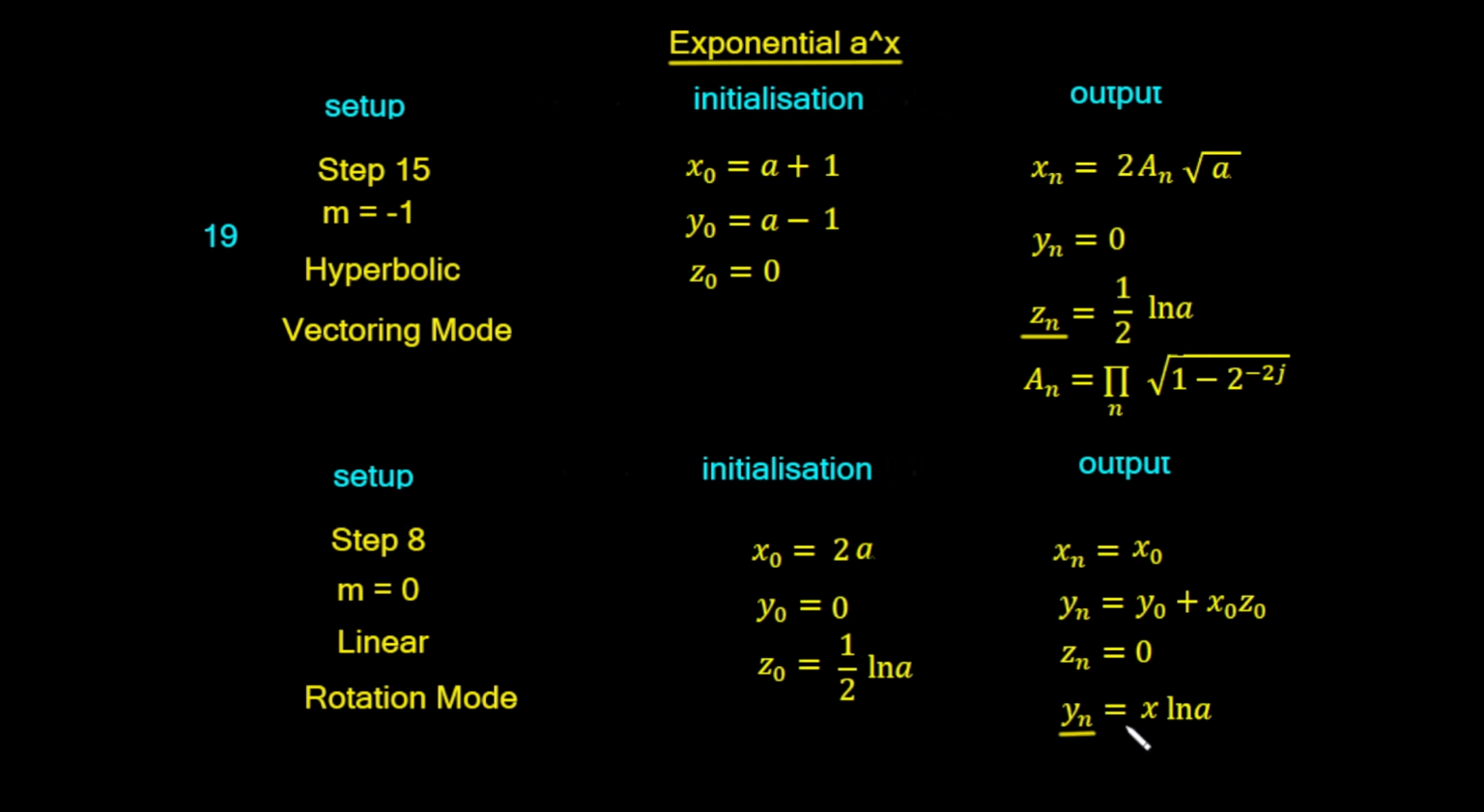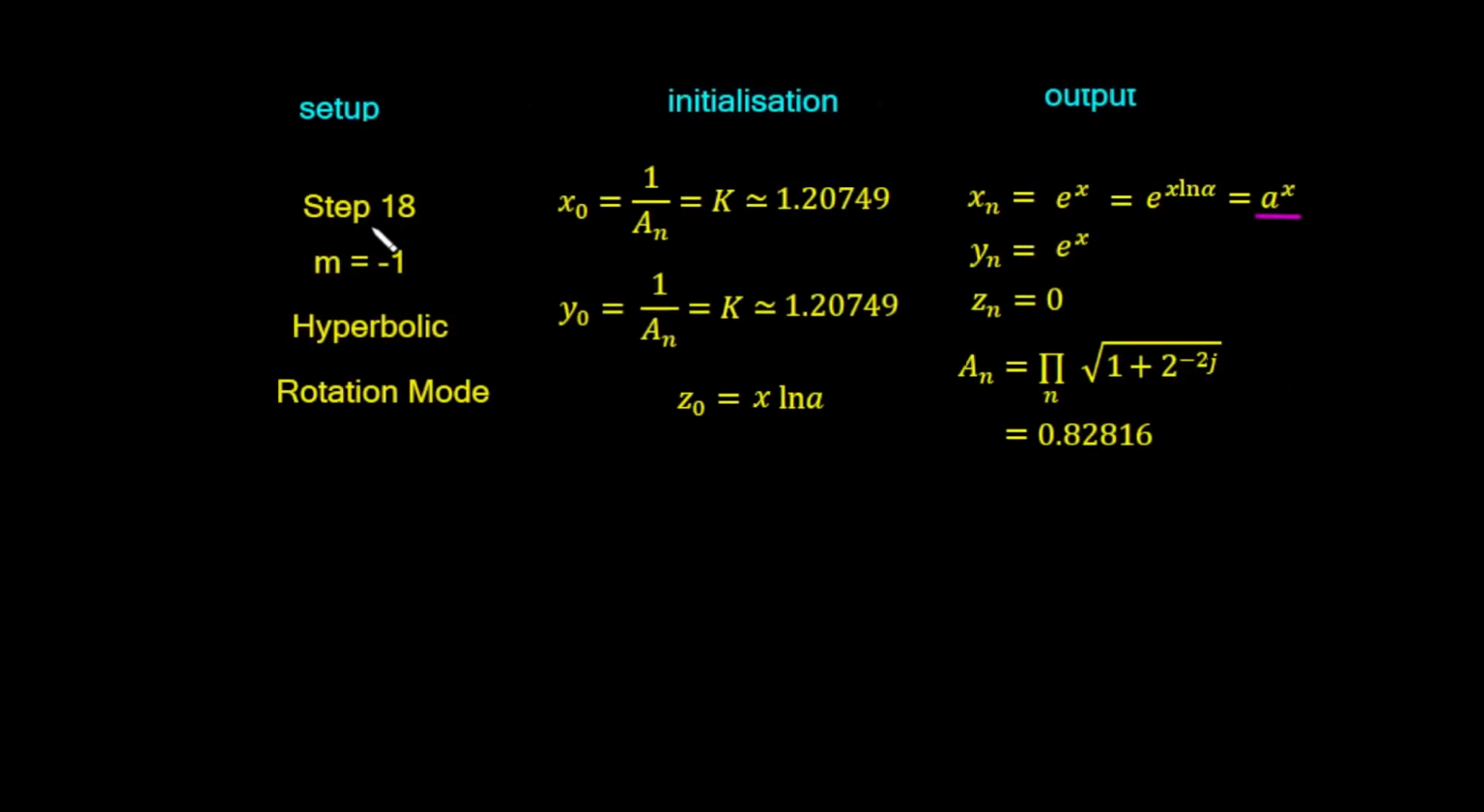Now we're going to have to raise e to this power. So we use step 18, which is hyperbolic rotation mode. We set our x naught and y naught to these values here, and our input z naught is the output from the previous section, which is the x ln a. The output then is going to be the value of e raised to the power of the input x. So the input x here is now this x ln a. So that's e raised to the power x ln a, which is none other than the function a to the power of x.